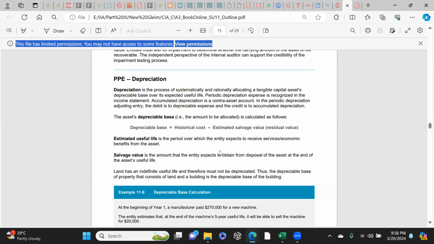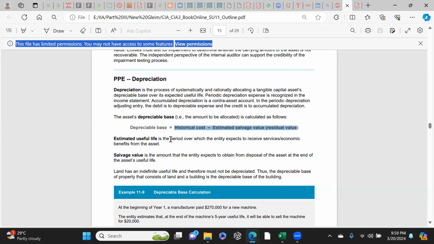The asset's depreciable base is basically the value that you're going to depreciate. It starts from the historical cost. We discussed what things are to be included. From that, you subtract the estimated salvage value or the residual value. So that is the depreciable base. You will be depreciating only that value: historical cost minus the final salvage value.